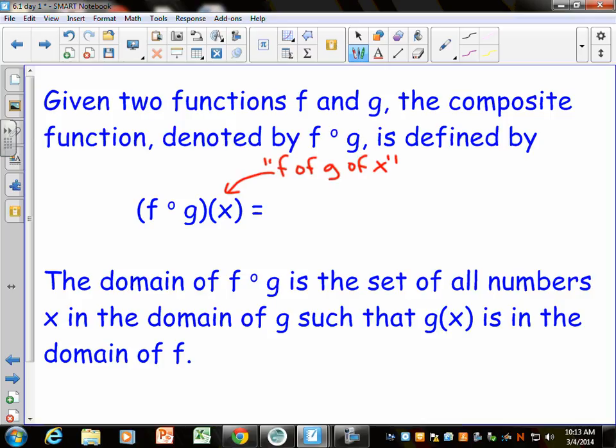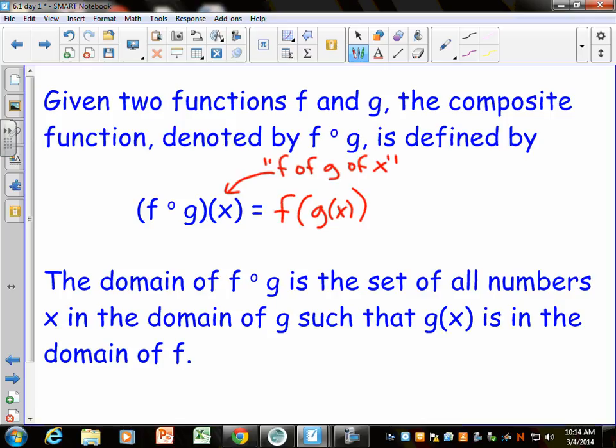When I teach this in Algebra 2, I always say that little circle can just be replaced with another set of parentheses. It just means taking one function and putting it into another function. So this would be the same as saying f parenthesis g of x. I can just replace that with another set of parentheses, and that is the definition of the composition of two functions. It's not multiplying two functions, it's composing them.